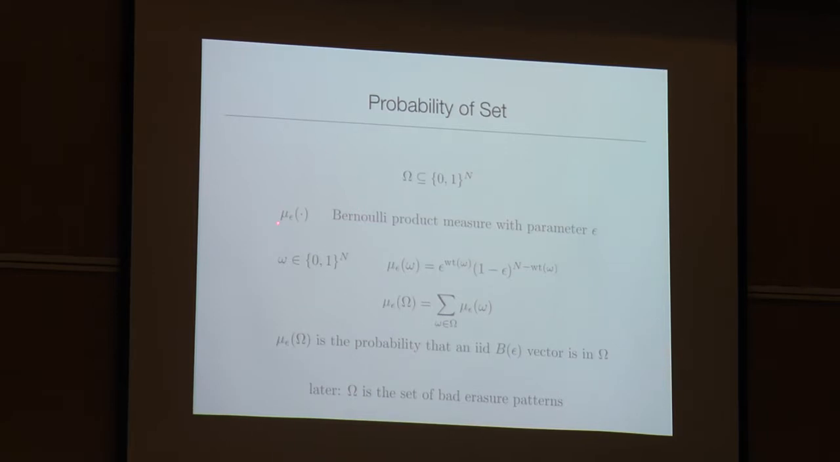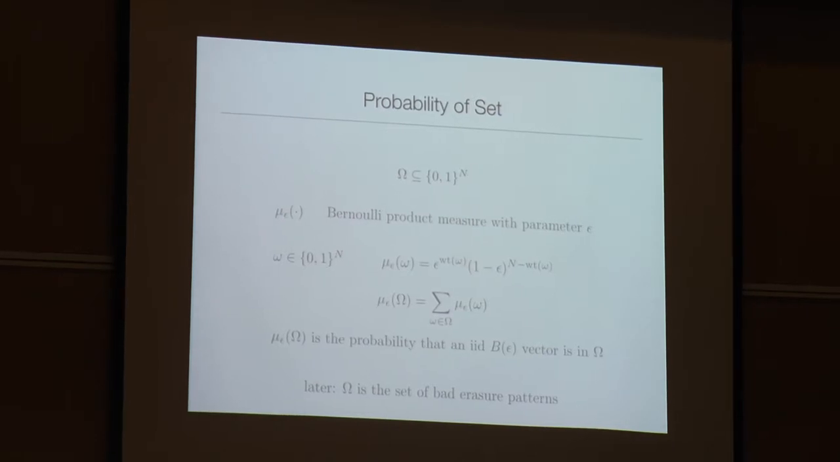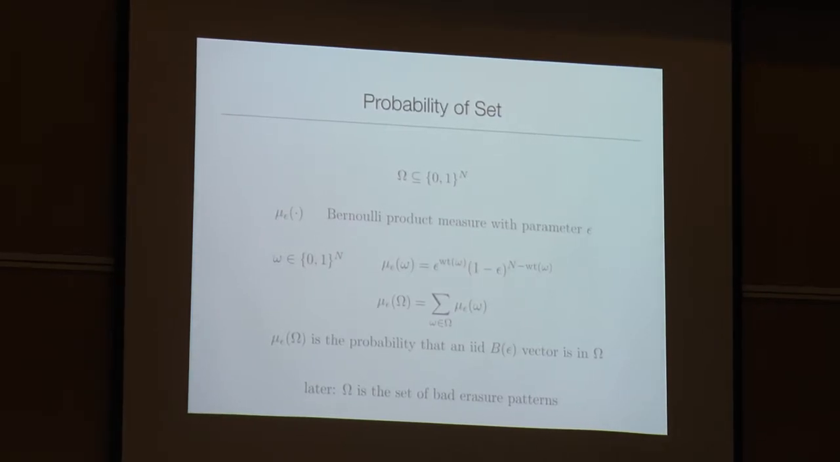So we have this set, we take this Bernoulli product measure, where associated to any element here I have a parameter epsilon to the weight, times 1 minus epsilon to the n minus the weight, and the measure of the whole set is just the sum of the measures. That's the standard one that we had seen here. And again, a 1 will indicate for us an erasure, and a 0 will indicate that it's correct. It's the same mapping that we had beforehand.